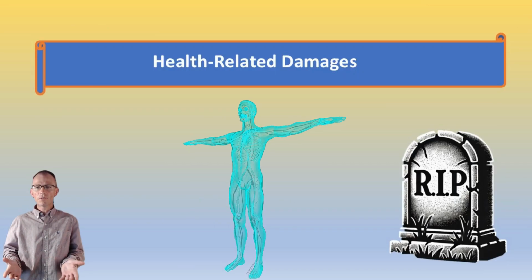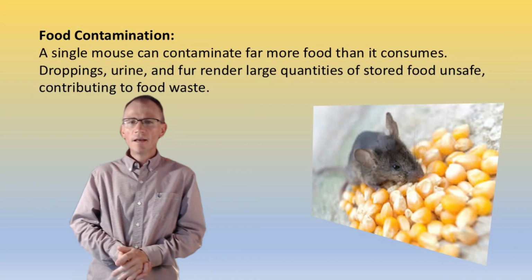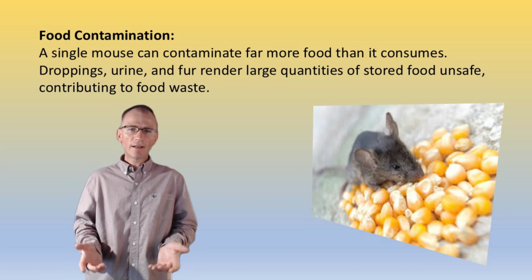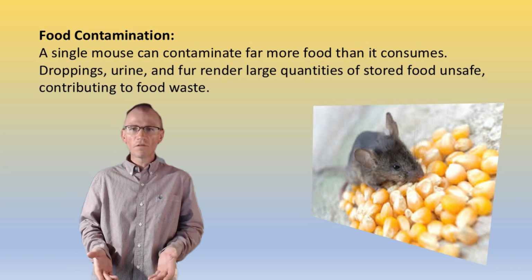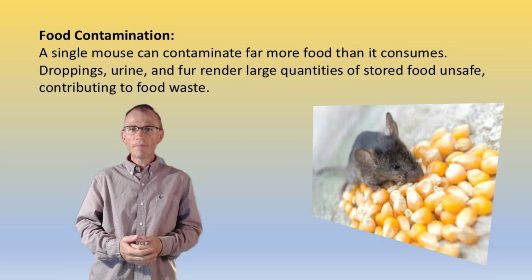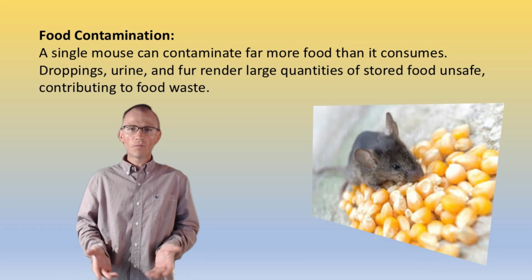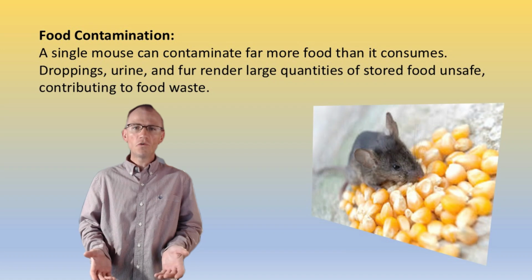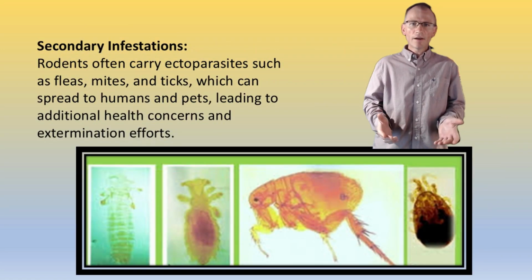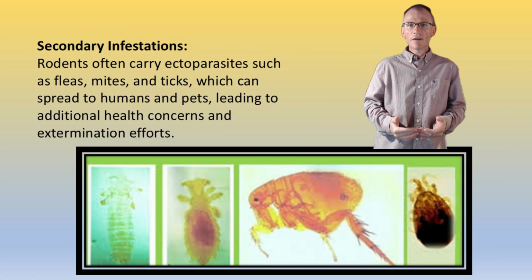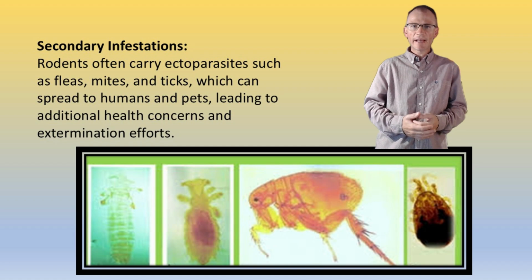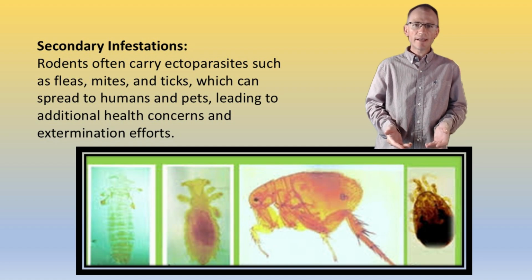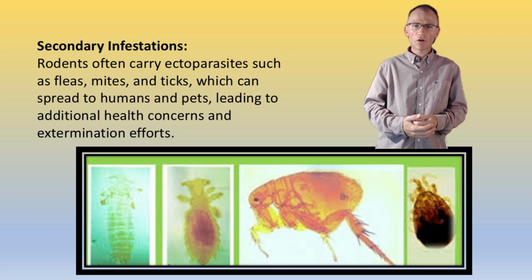Let's talk about health-related damages. Food contamination. A single mouse can contaminate far more food than it consumes. Droppings, urine, and fur render large quantities of stored food unsafe, contributing to food waste. Secondary infestations. Rodents often carry ectoparasites such as fleas, mites, and ticks, which can spread to humans and pets, leading to additional health concerns and extermination efforts.